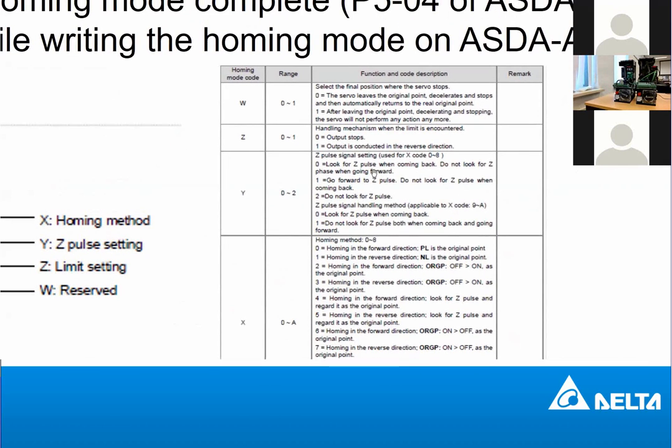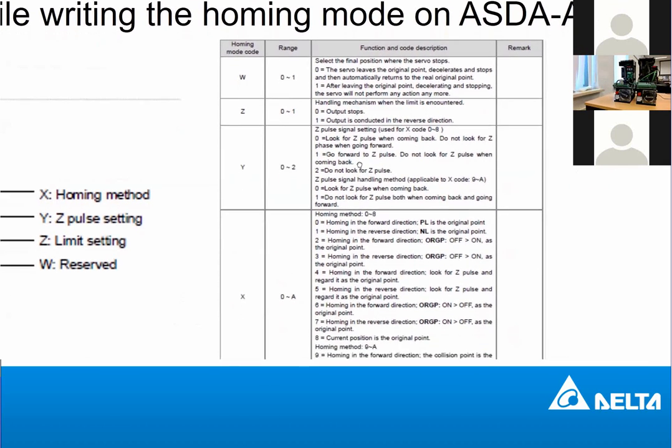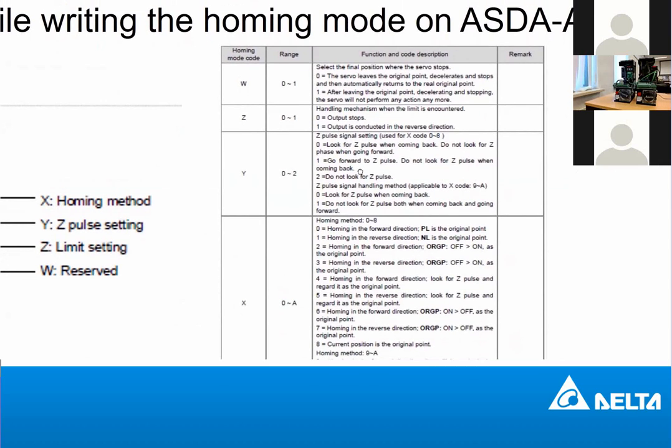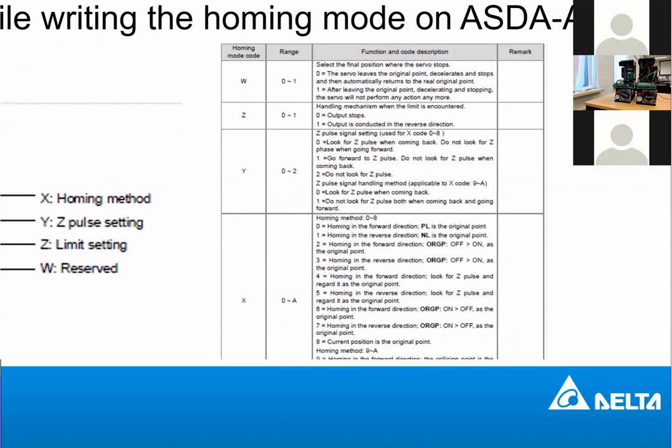So we are doing the home method number 4, as you see here. It's homing in the forward direction and looking for the seat pulse and regarding it as the original point, so as homing.